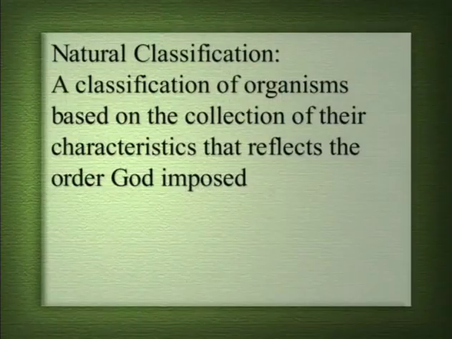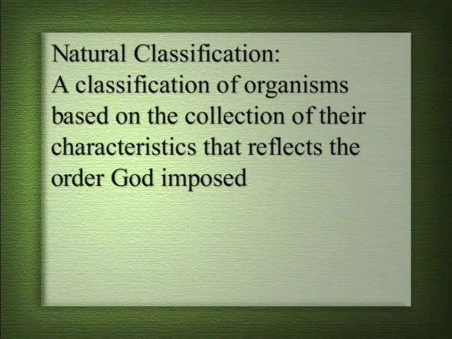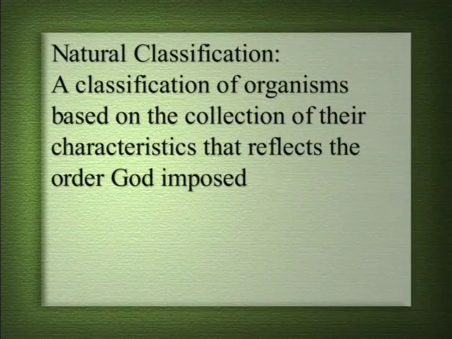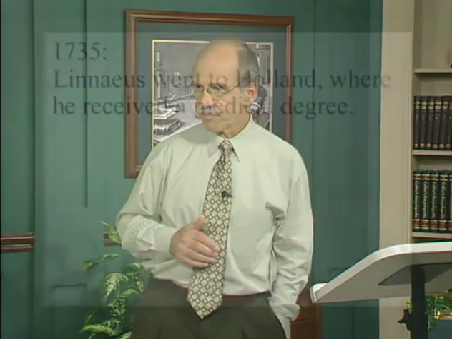This idea of a natural classification, the classification of organisms based on the collection of their characteristics that reflects the order God imposed, that eluded him all his life, even though he called it the first and last goal of botany. Linnaeus was clear that he was creating an artificial system, but he believed that its merits would be clear because it was going to be easy to use.